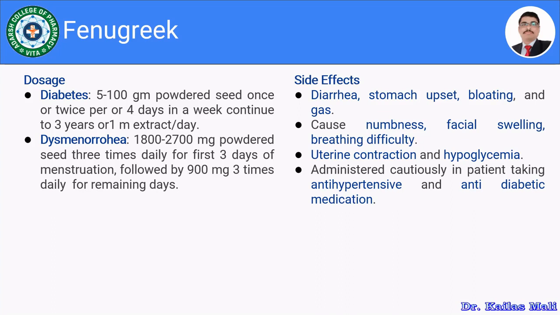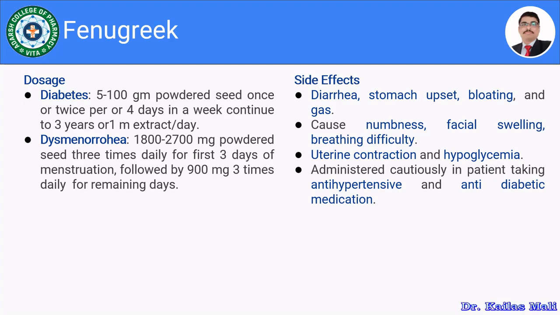In the case of dysmenorrhea, 1800 to 2700 milligram powdered seeds 3 times daily for the first 3 days of menstruation, followed by 900 milligram 3 times daily for the remaining days.